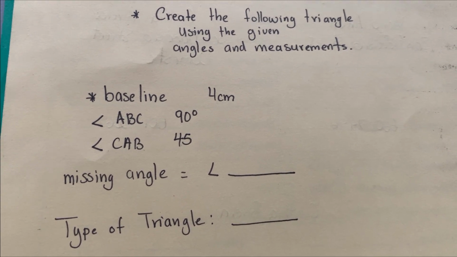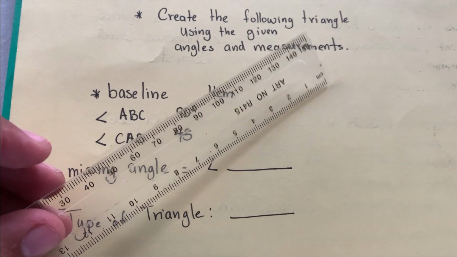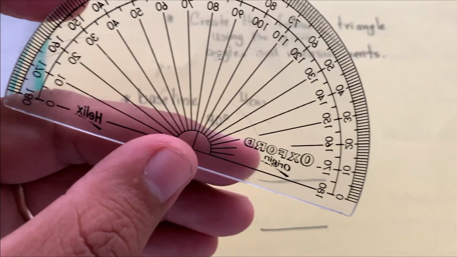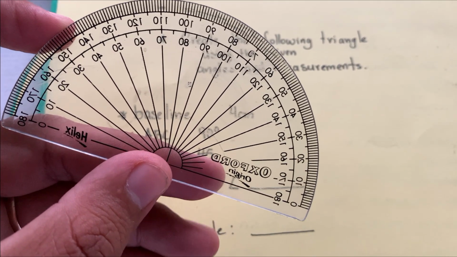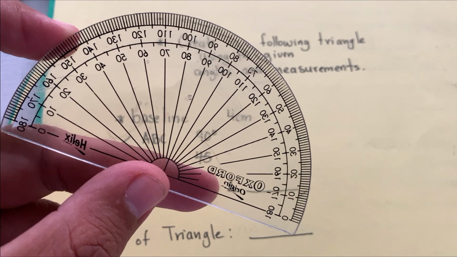Materials that they will use are the following. They will use a little ruler to help them. They will definitely use a protractor. This is what is going to help them to complete the activity. It's very easy once they follow the instructions.